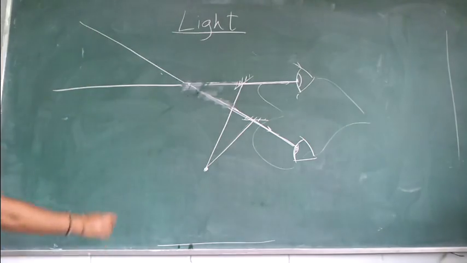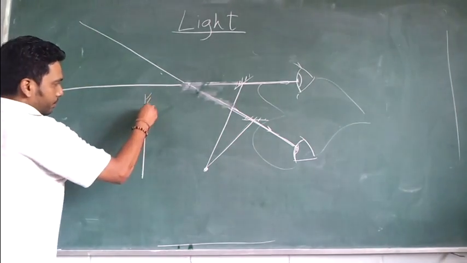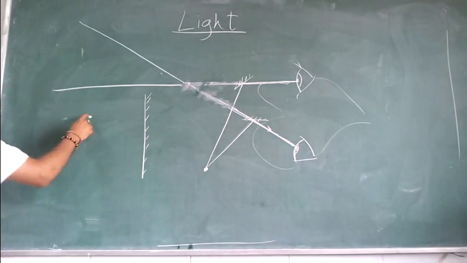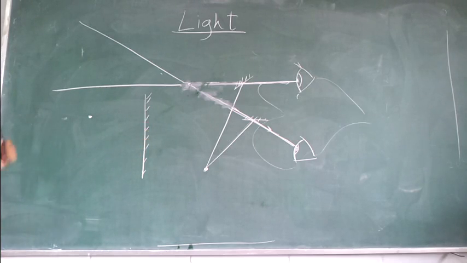Okay. So last year you were doing for a plane mirror. A point object is there. How to find the image? You will follow the laws of reflection. What is the laws of reflection?